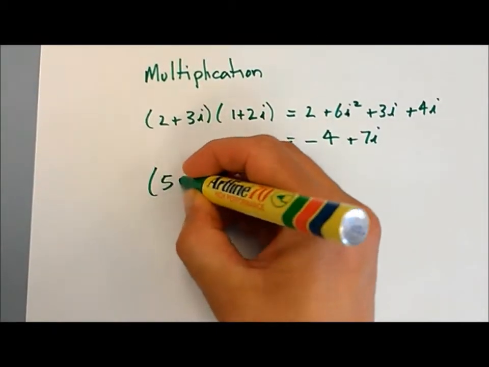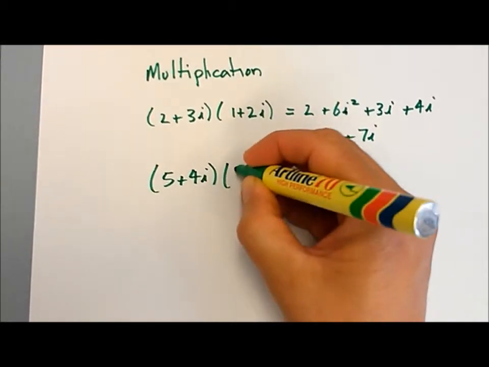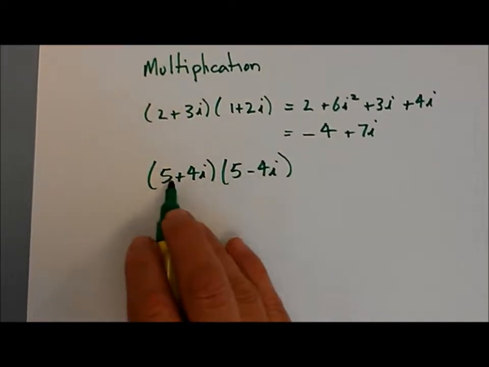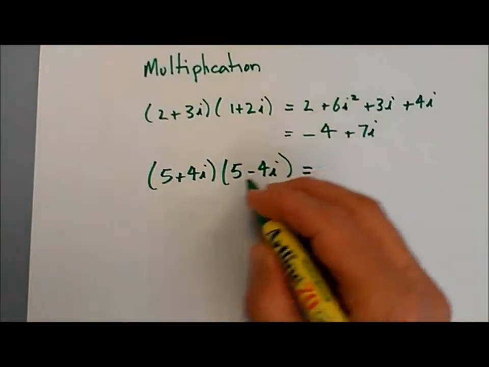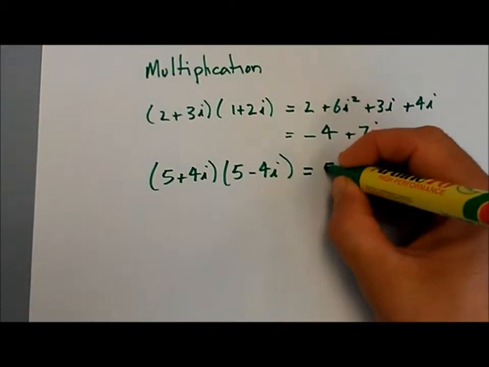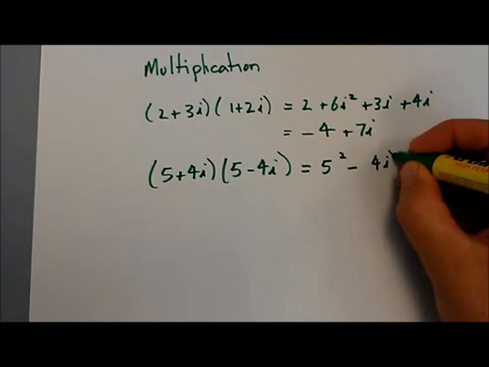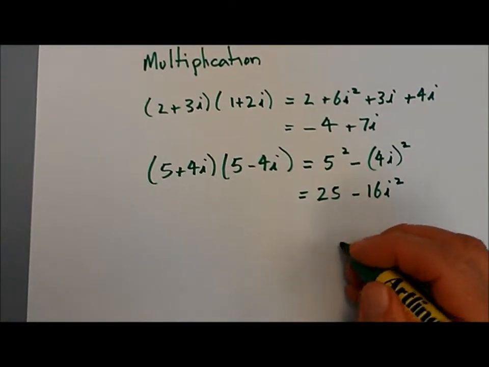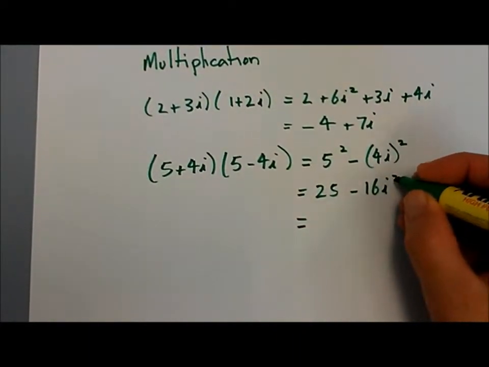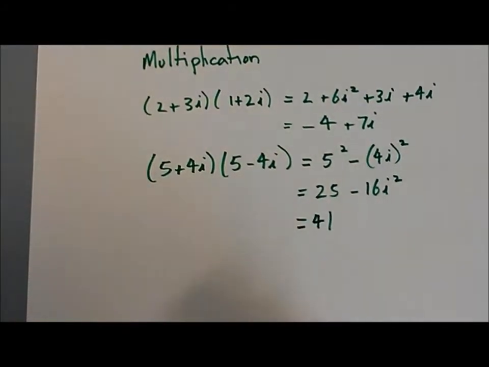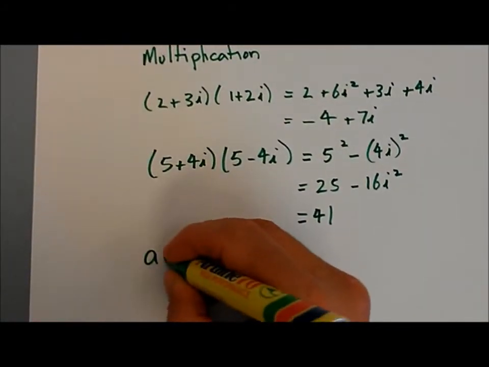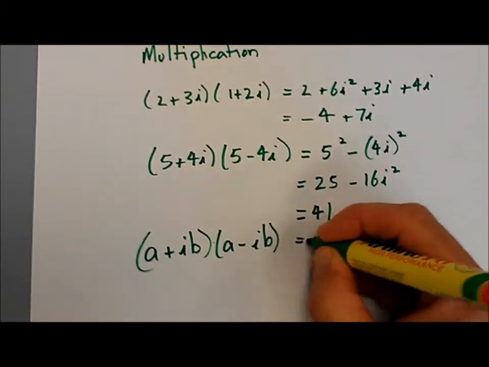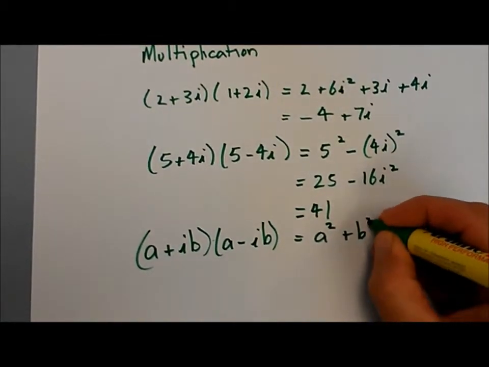If I took something like 5 plus 4i, and I multiplied by what we call its conjugate, which is the same but with a negative in the middle, just like a conjugate surd. So 5 plus 4i times by 5 minus 4i, you'd recognise that as a difference of squares. So you should be able to say that's 5 squared minus 4i squared. So that's 25 take away 16i squared, which gives me i squared negative 1, 25 plus 16, so it gives me 41. So in general, if I take a complex number and I multiply by its conjugate, I end up with a squared plus b squared.